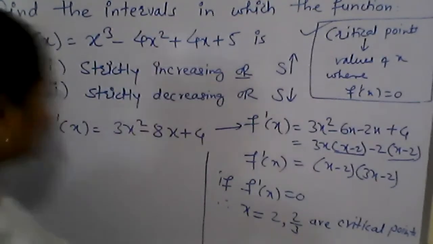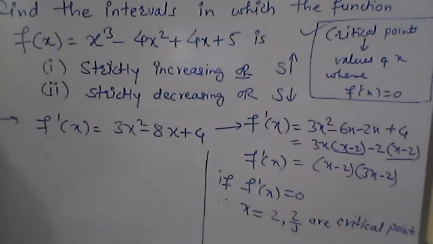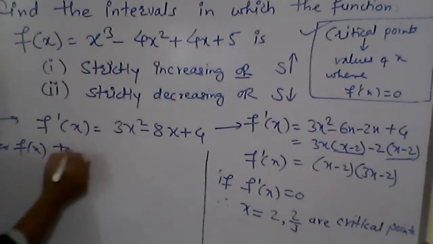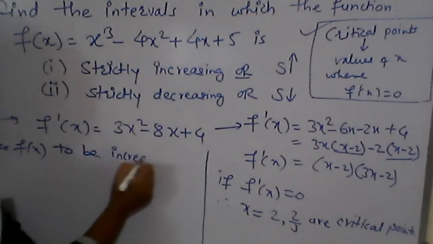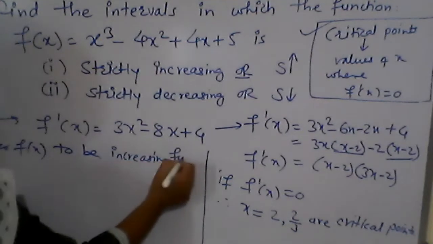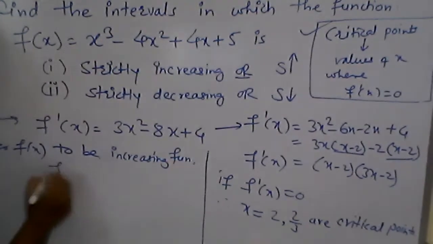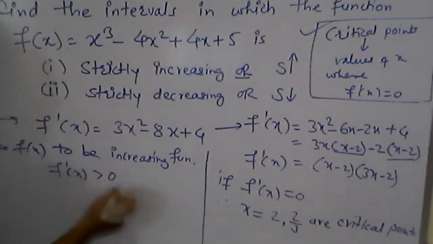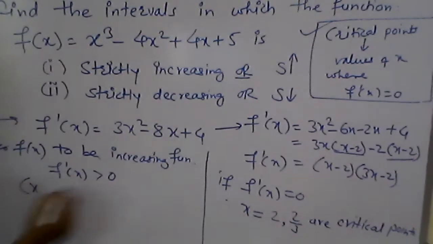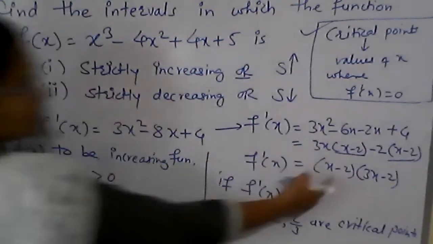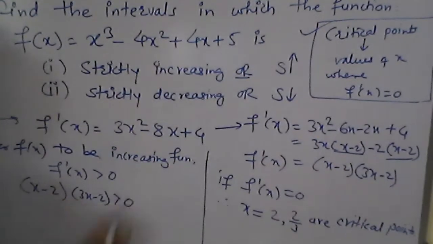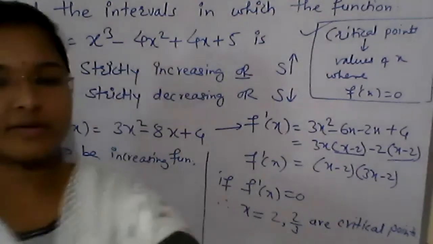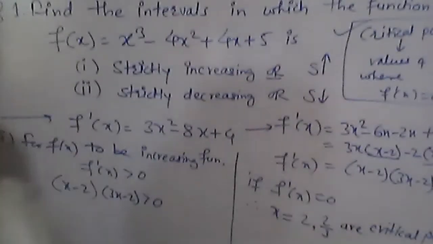Okay. Now first, for f of x to be an increasing function, f dash of x should be strictly greater than 0. That means x minus 2 and 3x minus 2, the derivative, strictly greater than 0.